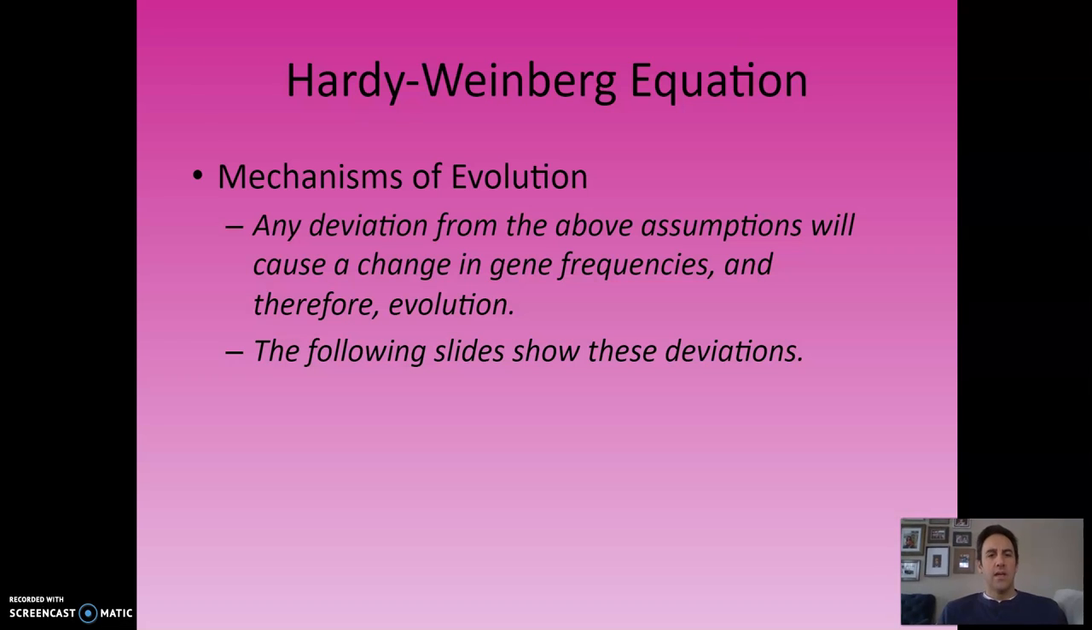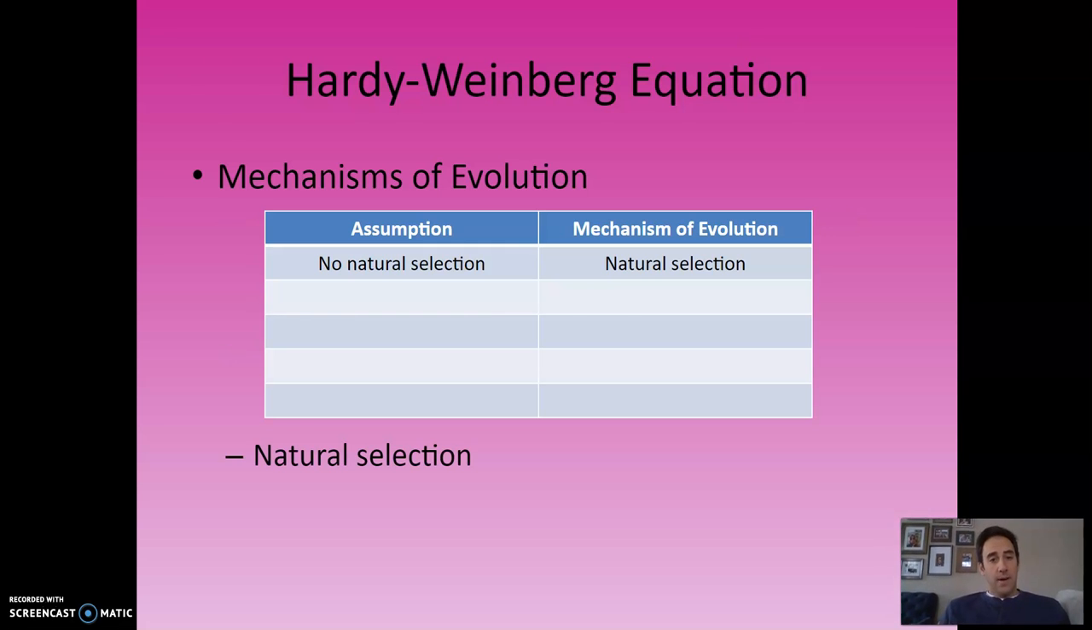Wow, okay. So what we're going to do now is talk about specific mechanisms of evolution. Basically, any deviation from the above assumptions is going to cause a change in gene frequencies and therefore evolution. And so any deviation from those assumptions is therefore going to be a mechanism of evolution, a way in which evolution occurs. So our first assumption was no natural selection. And so our first mechanism of evolution is going to be natural selection.